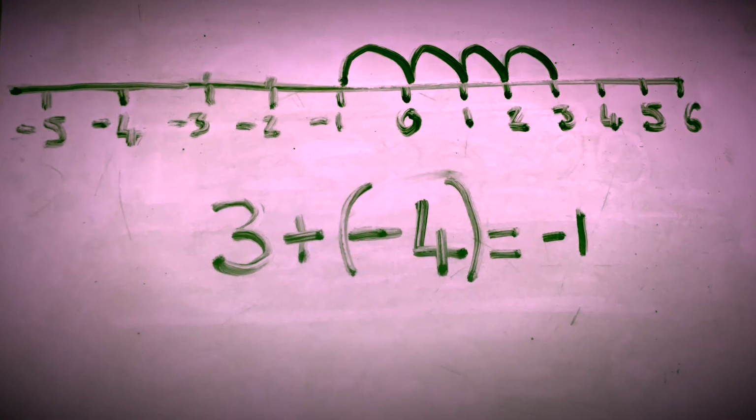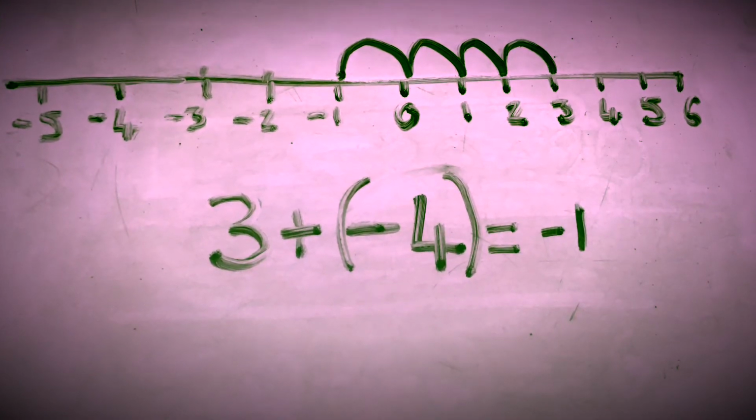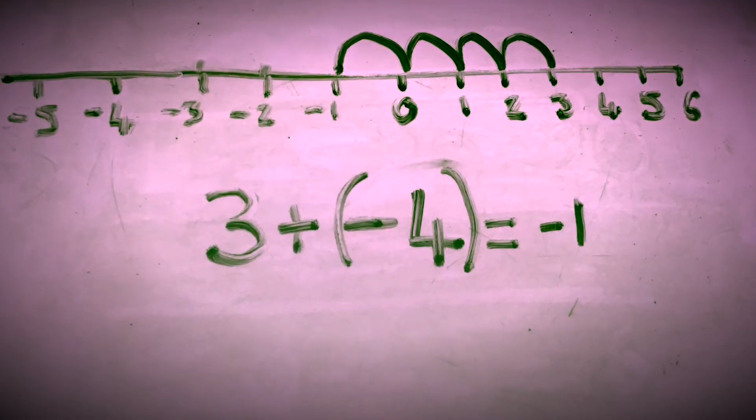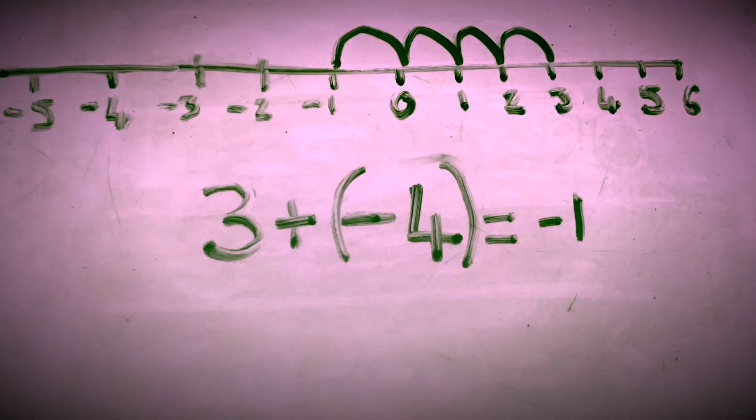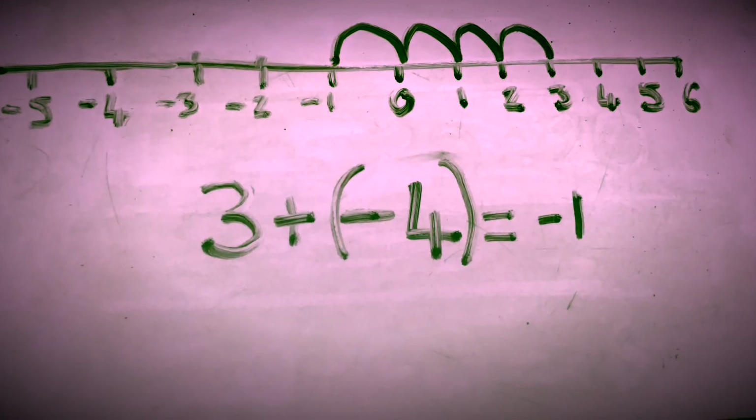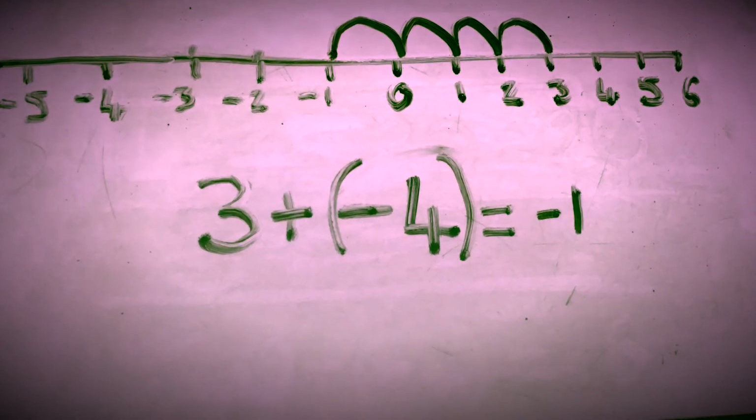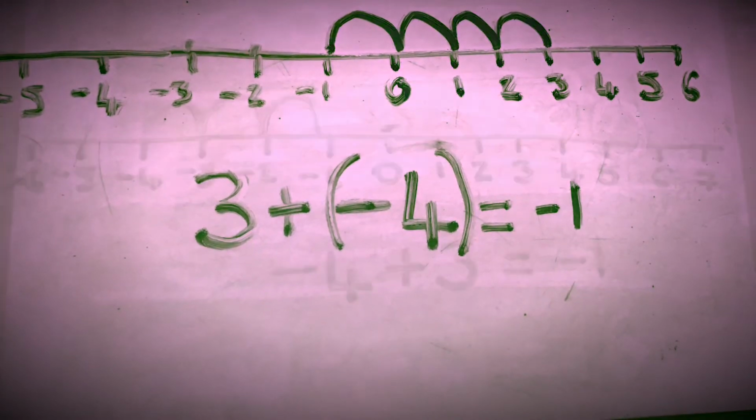So if we look at the number line, you'll see that I have gone down 4 jumps, and that's got me to negative 1. So when we add a negative, they essentially cancel each other out and become a negative. So it's the same as 3 take away 4.